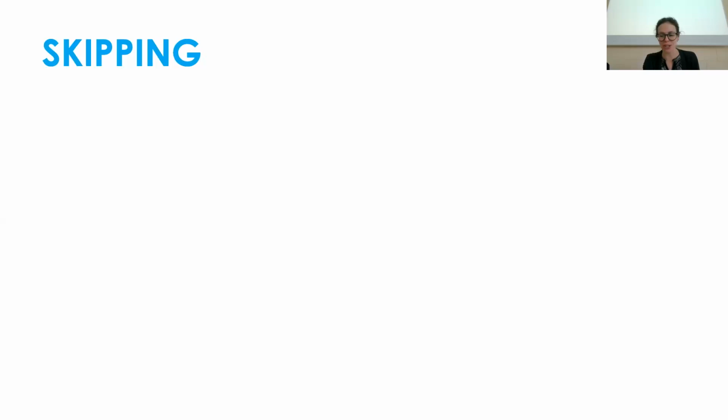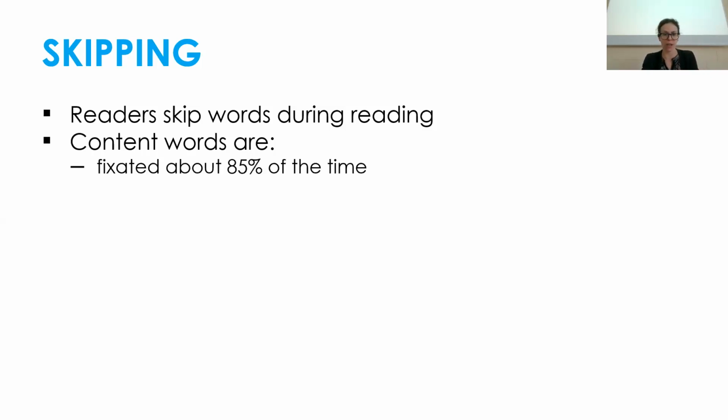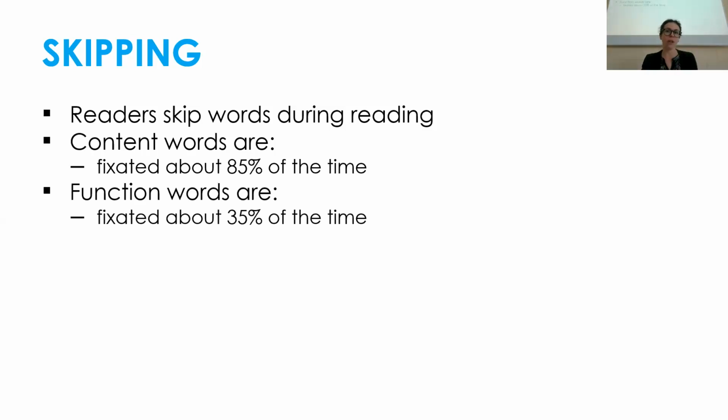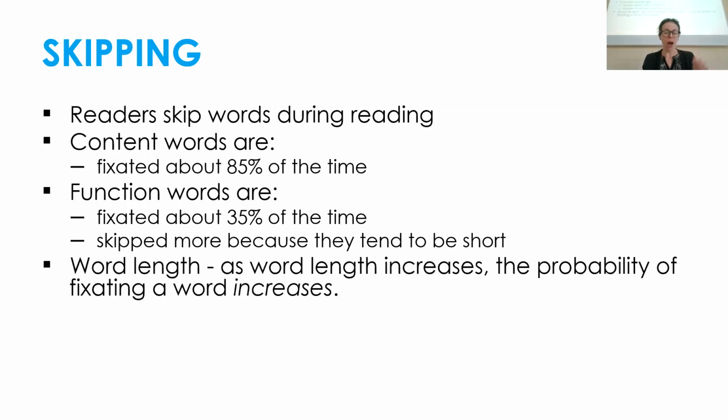Skipping, we mentioned earlier briefly when we talked about parafoveal preview, why we skip words. Readers do skip words, and they do skip words of different types differently. So when we talk about content words, we tend to fixate on these quite a lot, right? Words that bear semantic information and that we need to understand what we are reading. These tend to be fixated about 85% of the time, whereas function words are fixated only 35% of the time. So they are skipped a lot more. And this is also because they tend to be short, so they can be fully perceived parafoveally and therefore skipped.